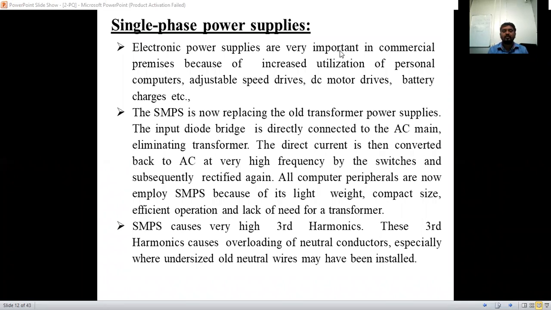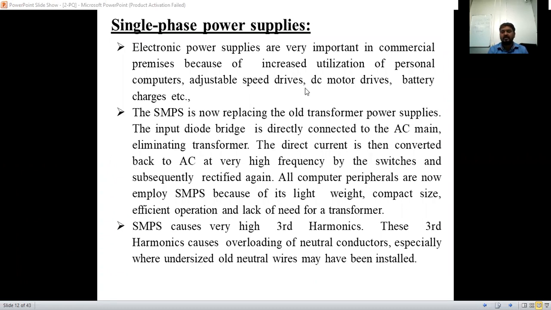All computers have SMPS. The majority of computer usage is in commercial places, commercial buildings and offices, wherever battery storage, backup and computers are there. So those are the sources of harmonics. Single phase electronic power supplies are very important in commercial premises because of the increased utilization of personal computers.